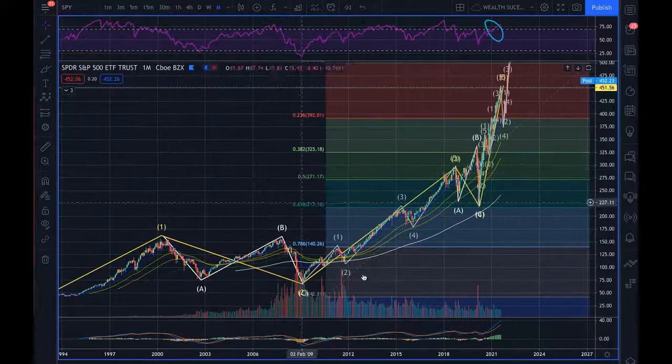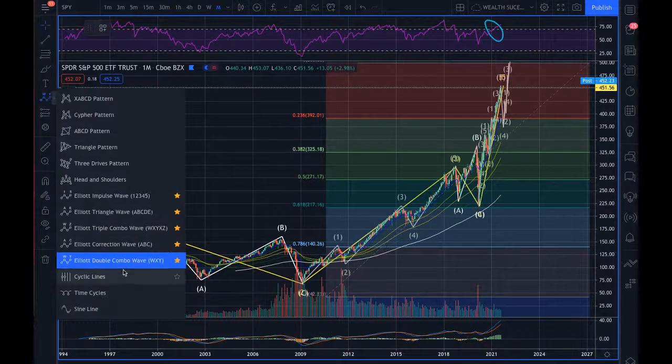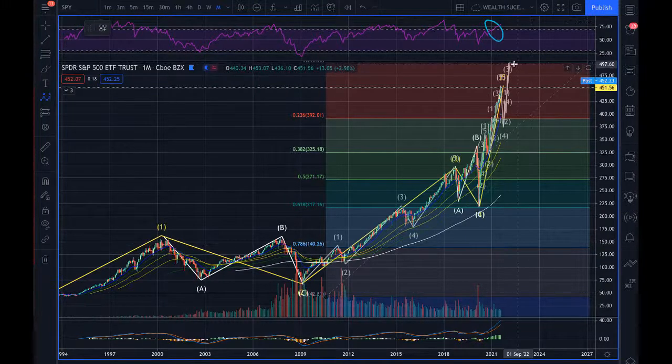All right, so this one, these lines are basically the common levels of resistance. So it should probably come down. Also, there could be a different type of ABC wave.